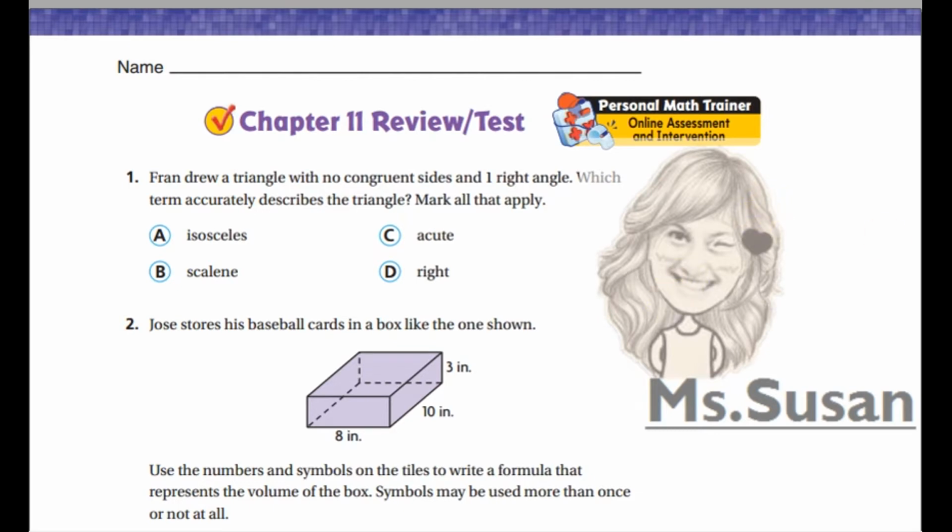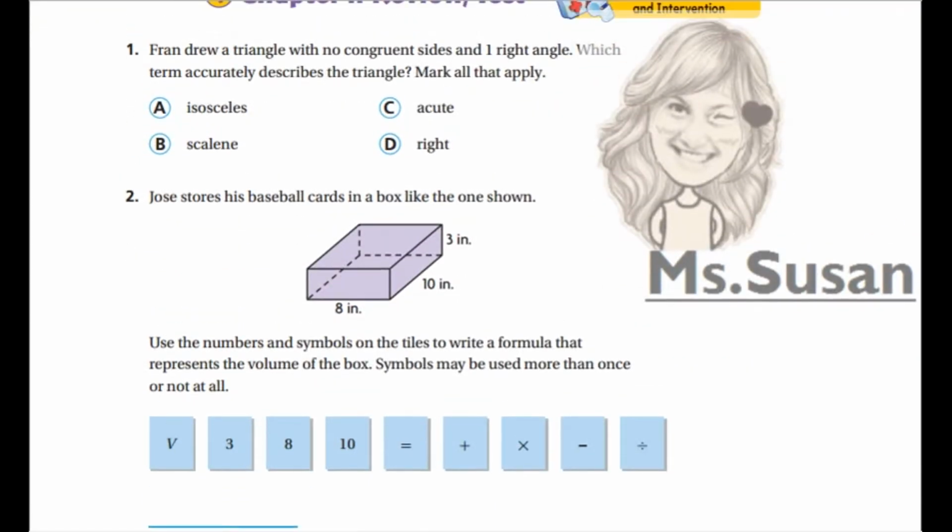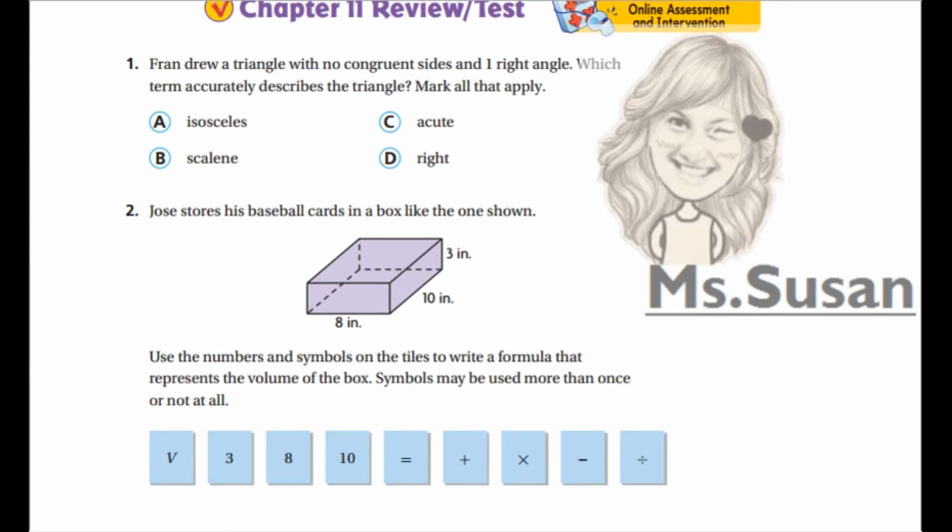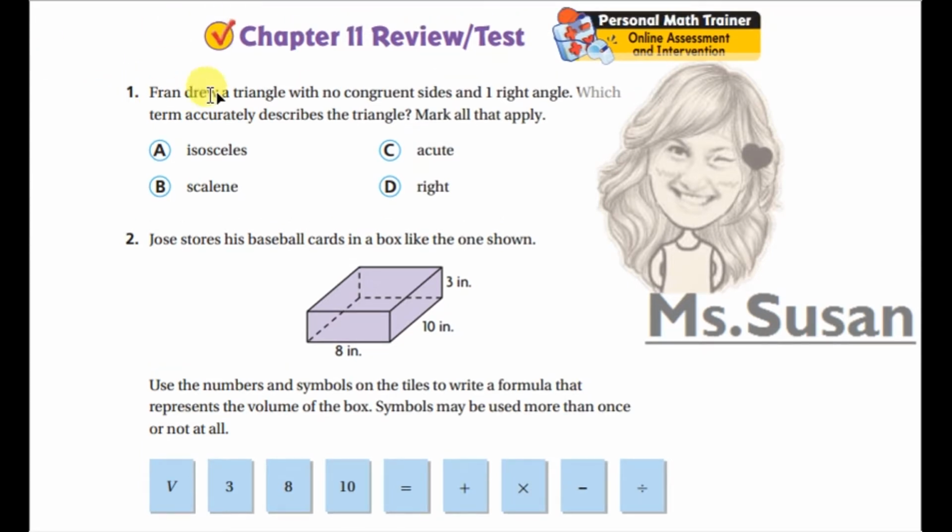Okay, so let's read together the first question here. It's all multiple choice. Fran drew a triangle with no congruent sides and one right angle. Which term describes the triangle? Mark all that apply. So it has more than one term to describe the triangle.